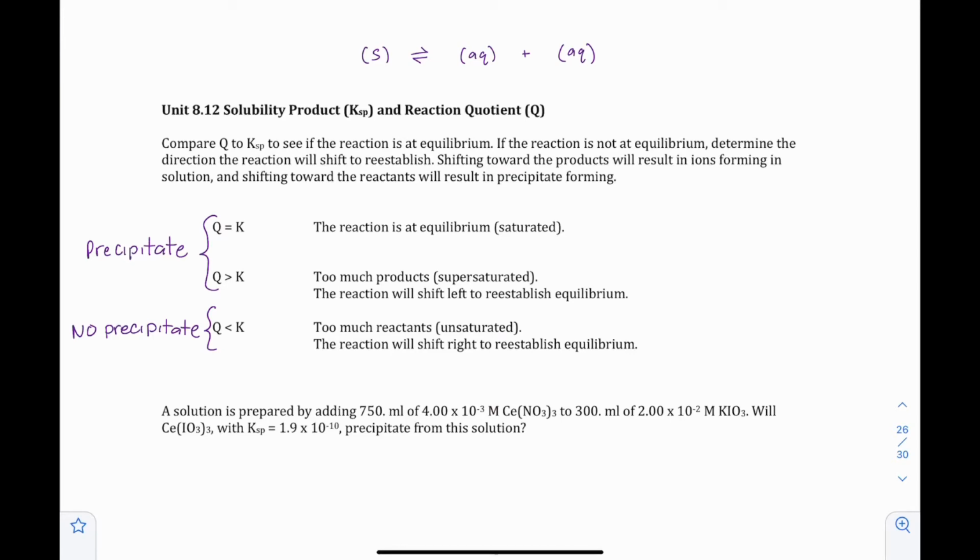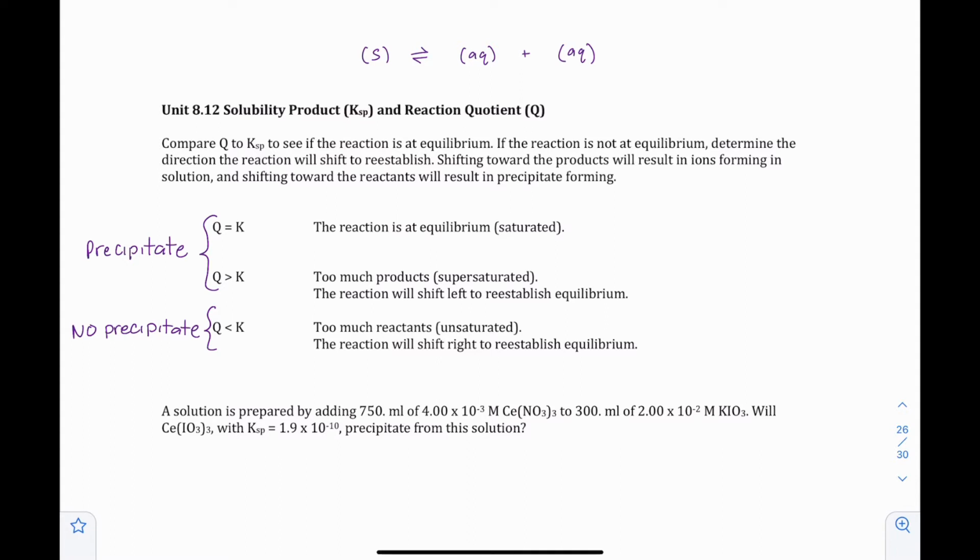Q is the concentration of the products over the concentration of the reactants at some point during a reaction, and it's used to determine whether or not a reaction is at equilibrium by comparing it to K. When Q is equal to K, the reaction is at equilibrium, and for solubility product, that means the solution is saturated, so the rate of the solid precipitating equals the rate of it dissolving.